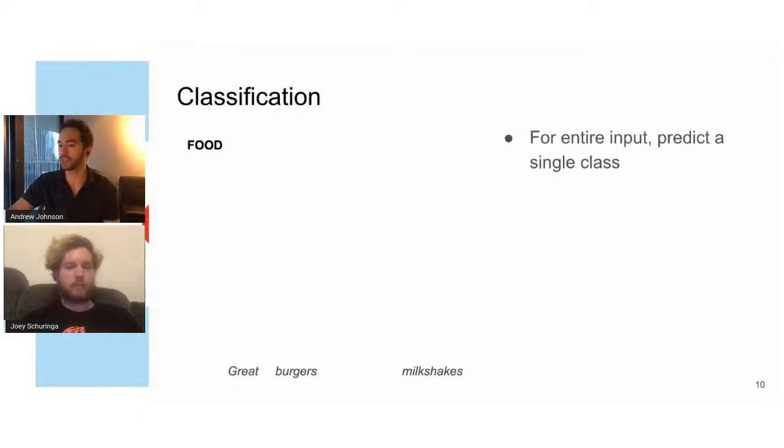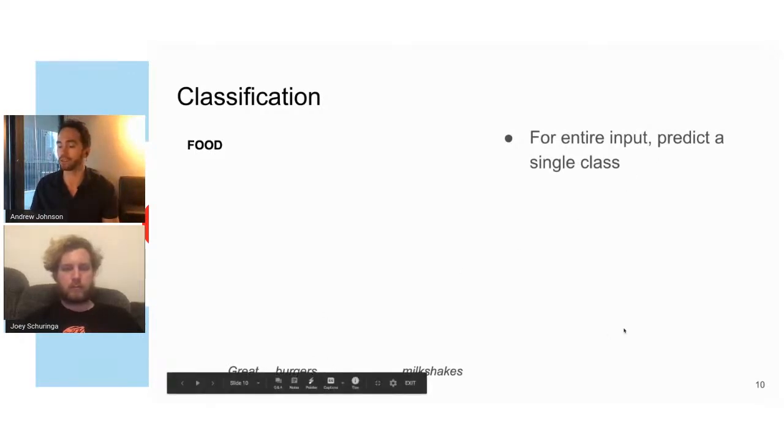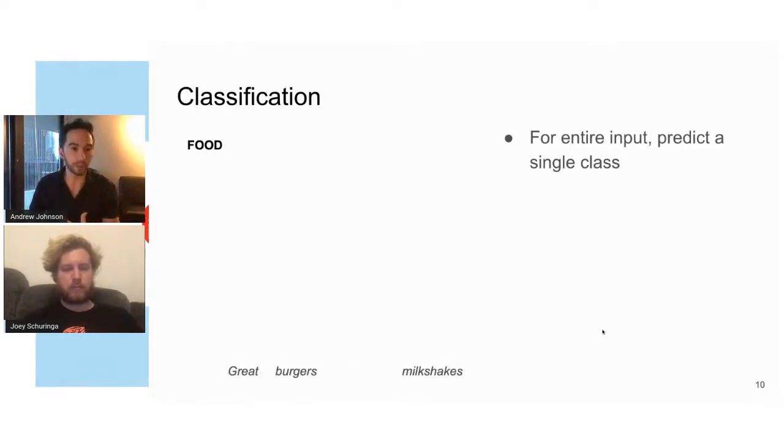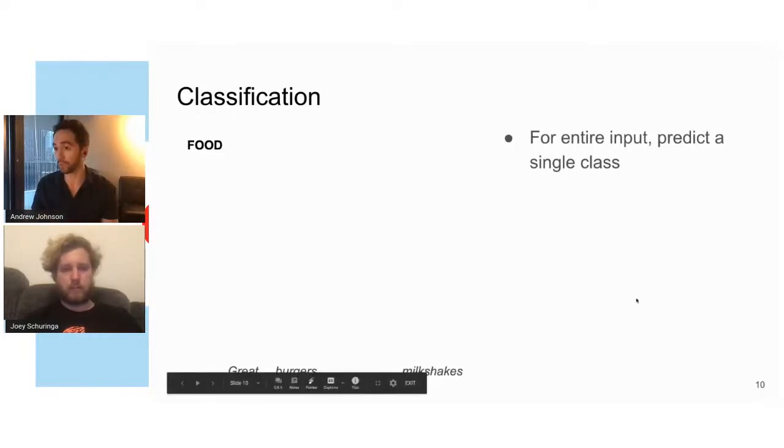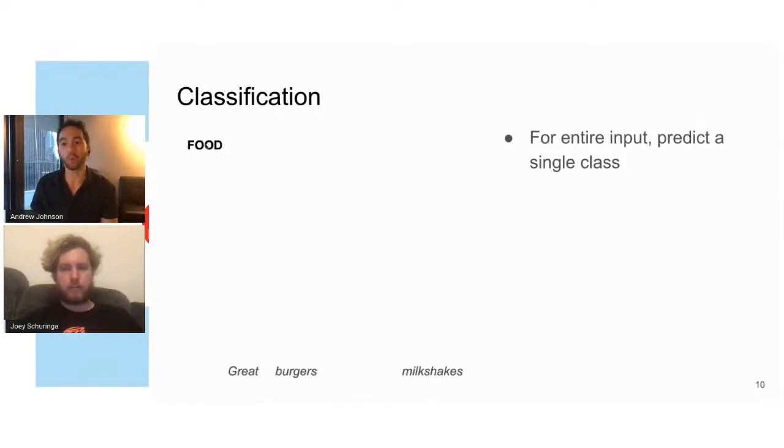Now, another task is classification. So maybe we have a sentence, great burgers and wonderful milkshakes. So here what we're saying is, this input, this entire sentence, refers to the topic of food as opposed to, say, service or value or what have you. So the difference here is that instead of running this prediction over our tag set for every individual token, we're only running it once for that utterance or sentence, whatever our input is. So this whole thing, great burgers and wonderful milkshakes, should be classified as food.